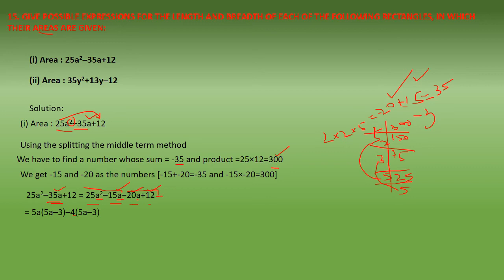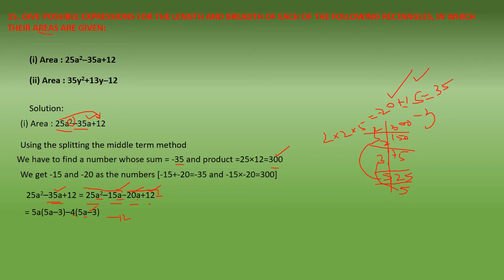So we are left with, if we multiply 4 into 5 we get 20, and 4a gives 20a minus. We have taken minus here. Why? Because if we multiply minus 4 with plus 3 we get minus 12, but our expression is in positive form, so we have to change this sign to minus, so that when we multiply minus with minus we get positive 12.